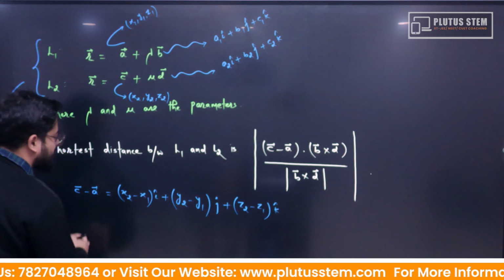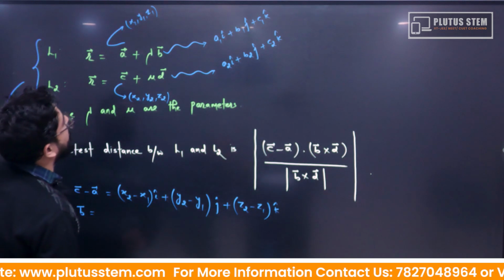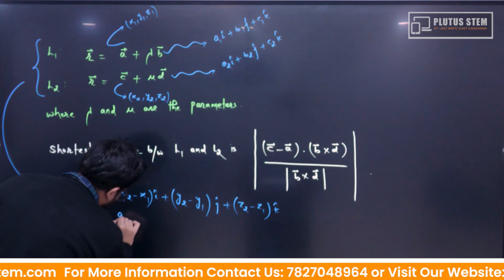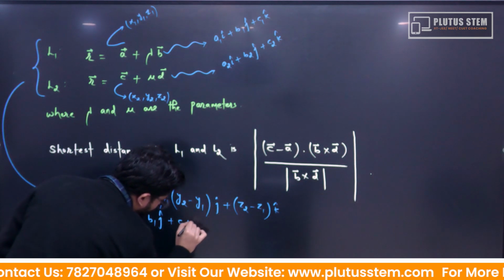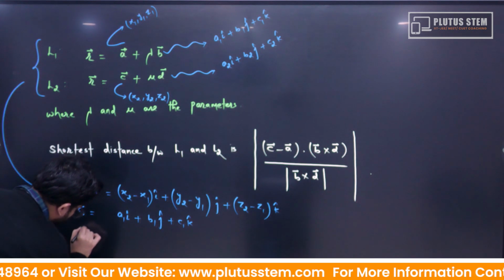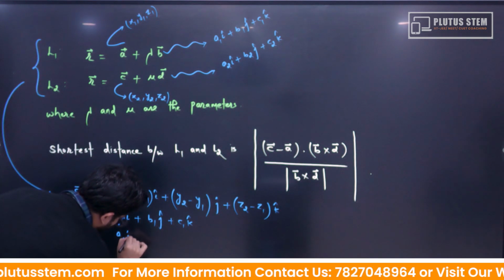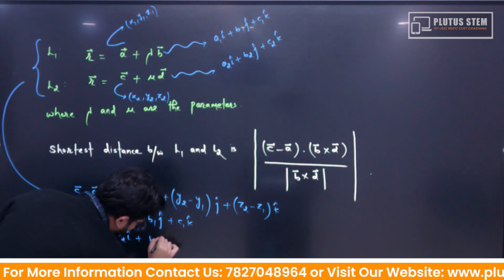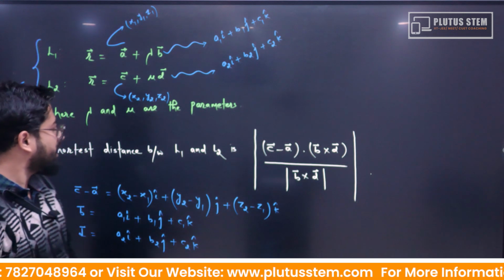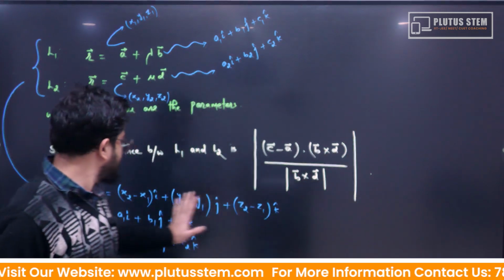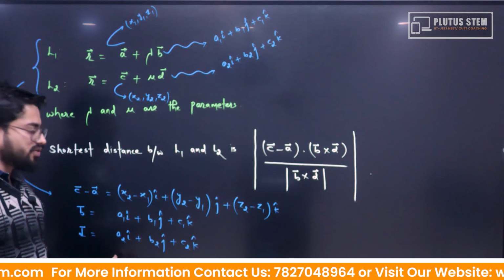And next is what? Next is your B vector. That is, B vector is equal to A1 i cap plus B1 j cap plus C1 k cap. Similarly, you can say D vector is what? D vector is A2 i cap plus B2 j cap plus C2 k cap. Now just put the formula in this: C vector minus A vector dot B cross D vector.